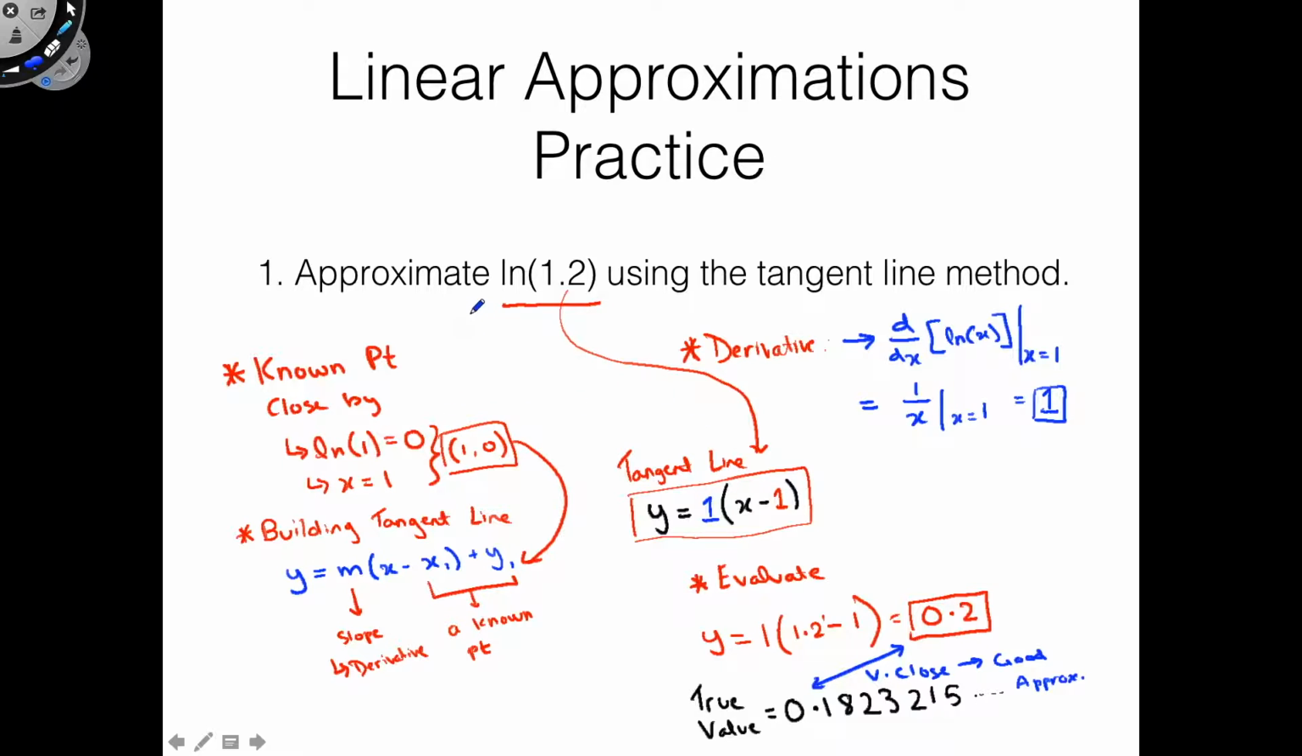So again, we have to find a known point, and then we need to start building our tangent line. We use that point and our derivative, set up our tangent line, and plug in the value to figure it out. That's how we'd approximate using the tangent line method.